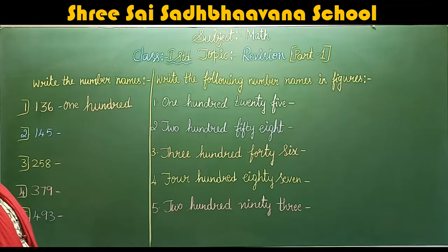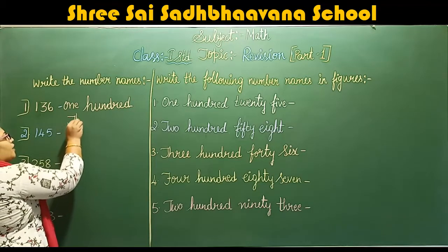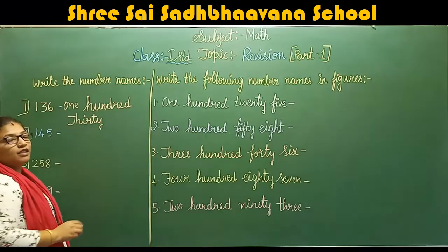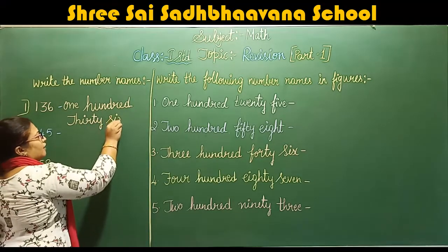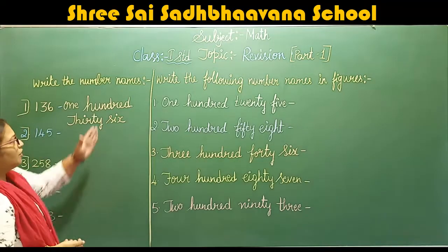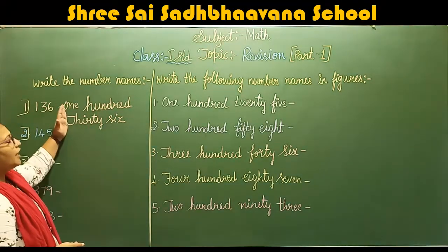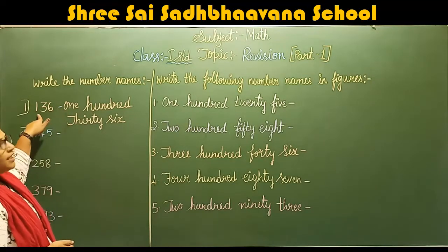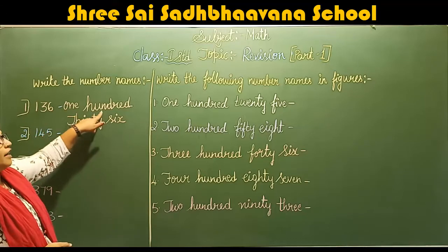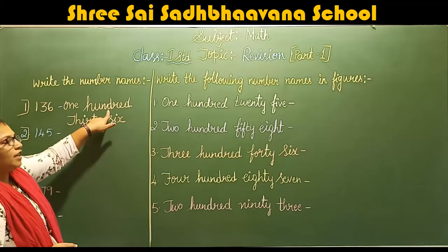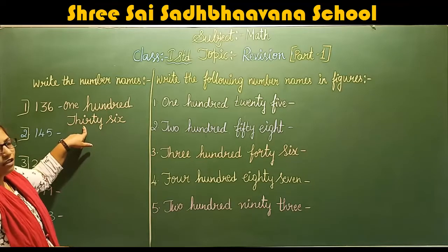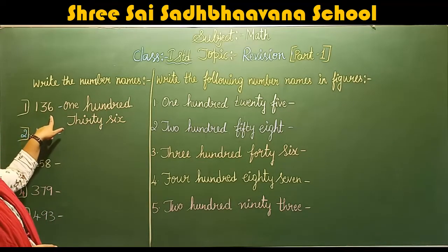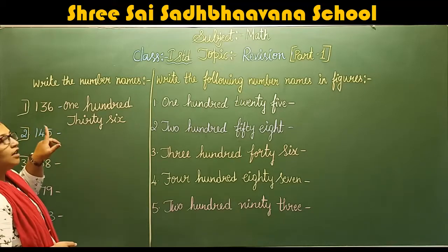What is the 30 spelling? T-H-I-R-T-Y. And 6: S-I-X. So 3 in the tens place, so 3 tens are 30, and 1 is in the hundreds place, so one hundred. So 136 is written like this.